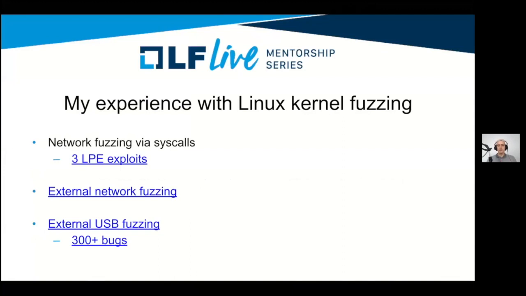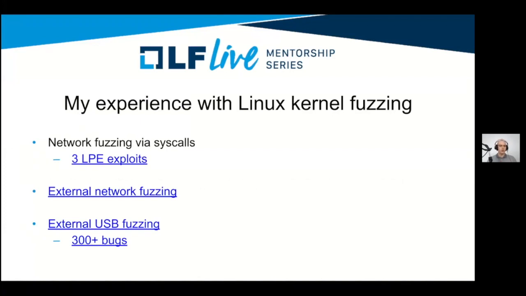My experience with kernel fuzzing in particular, I like to split into three parts. The first one was about fuzzing the network subsystem via syscalls. We found a few hundred bugs, and I even wrote 3 local privilege escalation exploits for 3 of them.